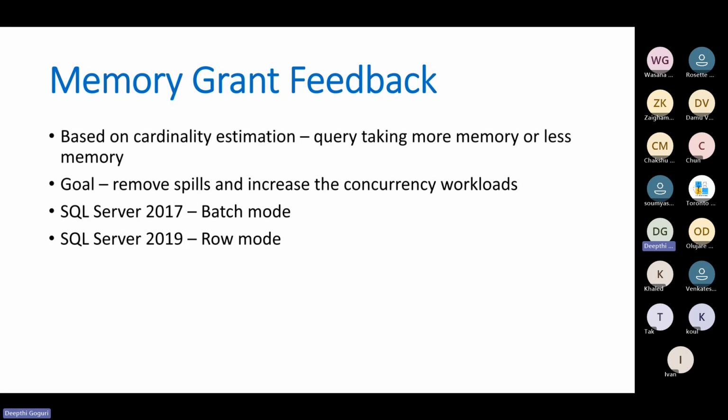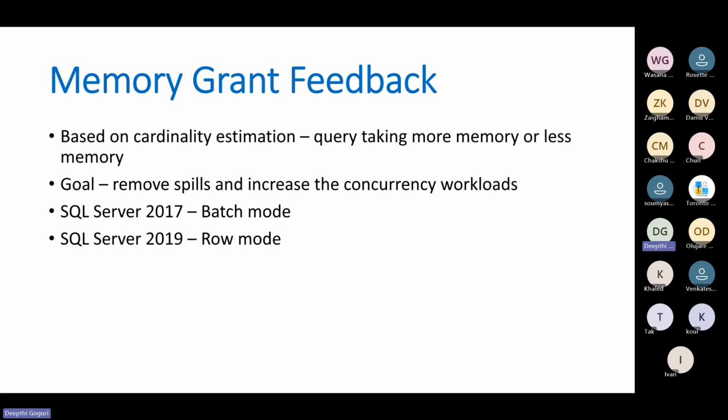So the goal with this memory grant feedback is that it will avoid spilling to the temp DB. That is the main goal. If the memory grants are very low, then of course it will go ahead and spill to the temp DB. We do not want that. So with the memory grant feedback, this problem will be resolved. It will always make sure that the results are not spilling to the temp DB. That way the query will run faster, right?